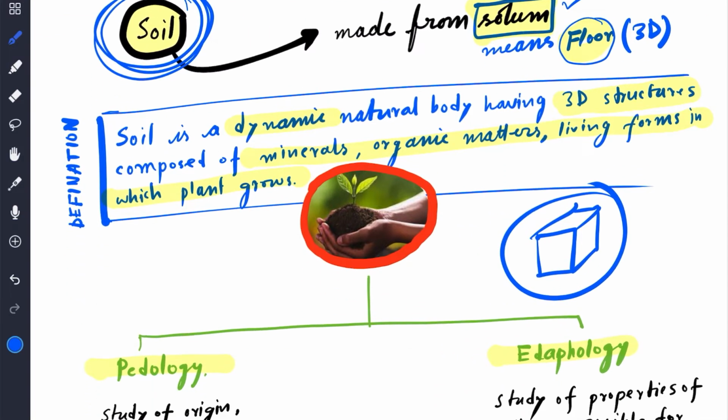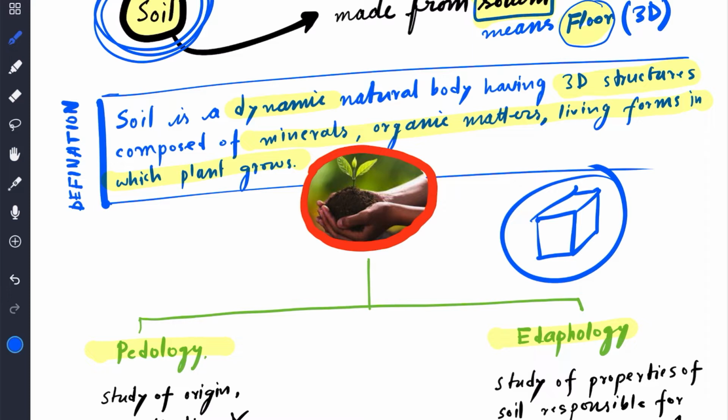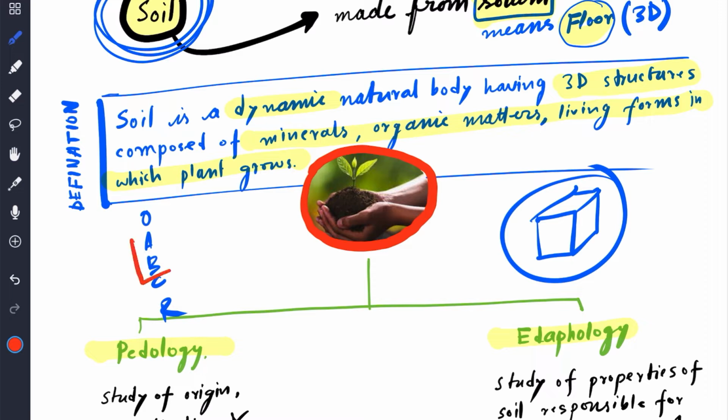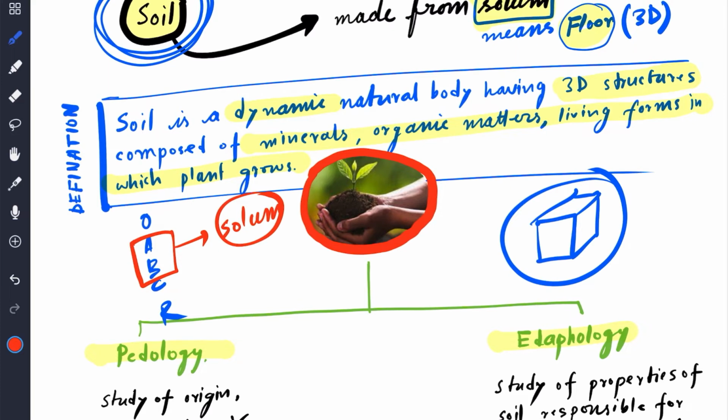If you attempt the soil profile classes, you will find that there are 4 soil profile horizons: O, A, B, C, and another important one is R. But the A and B horizons actually make the solum, and this solum actually makes the soil. And when we talk about the whole 3 horizons, that is A, B, C, that will form the regolith. We'll come to this terminology in a later video. Basically we are going to talk about some introductory part today.